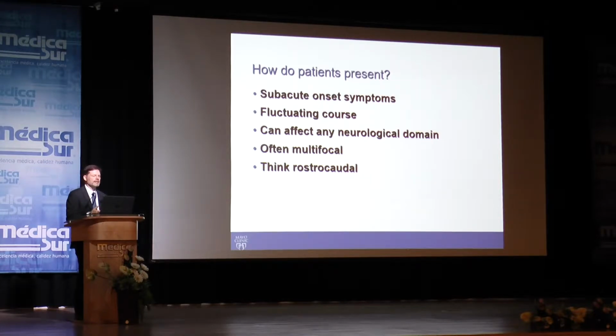So how do patients present? They present as you expect to see in other inflammatory conditions. So just like when you learn medicine and you learn about the different types of pathophysiology, in neurology, sudden things are usually strokes, and chronic things are usually neurodegenerative, and subacute things are often inflammatory. So these patients present with subacute syndromes. They can have a fluctuating course, spontaneous fluctuation, and they can affect any domain in the nervous system. They're often multifocal, so affecting multiple areas. And so it helps to be systematic and think rostrocaudally about the systems that are involved.